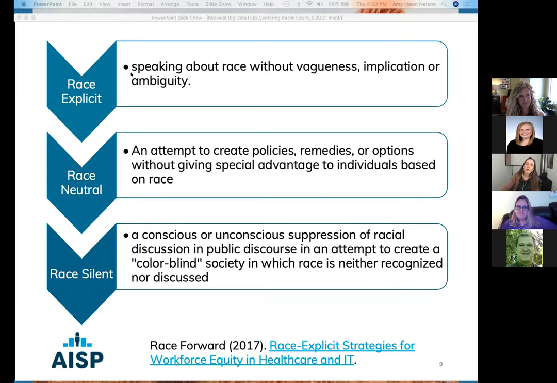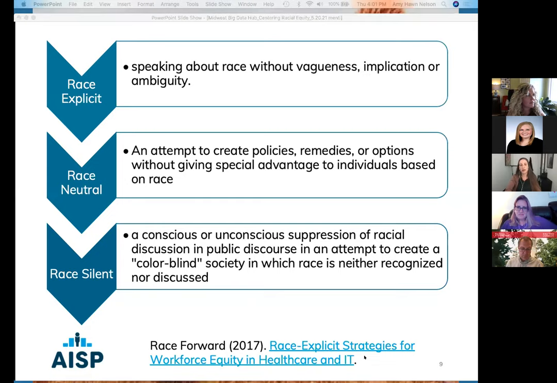All right, another quick note before we go any further. One of the most important things that we can do in thinking about this work is to move to a race explicit frame. So think about these three options. Anything you do, you can be race explicit, you can be race neutral, or you can be race silent. If you need more information about this, there's a hyperlink here in these slides, and I'm sure these slides will be available to everyone.